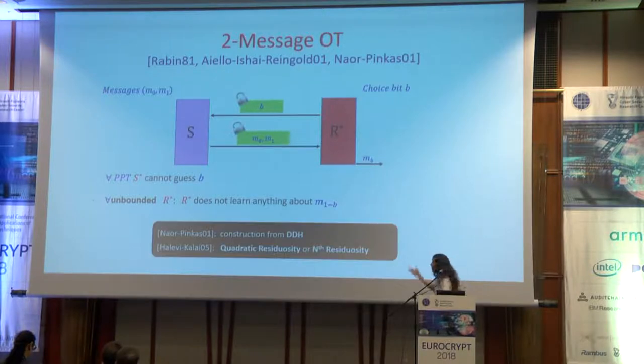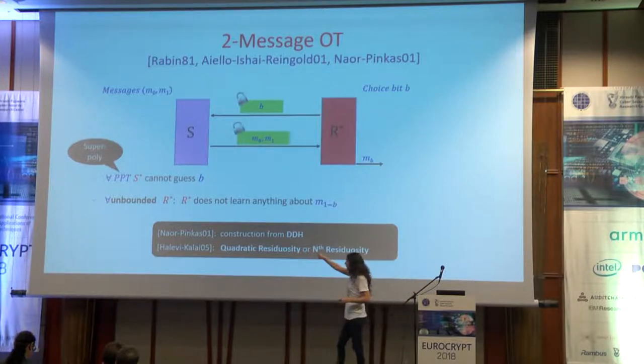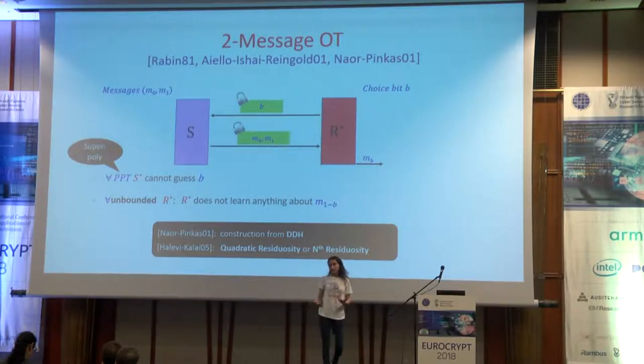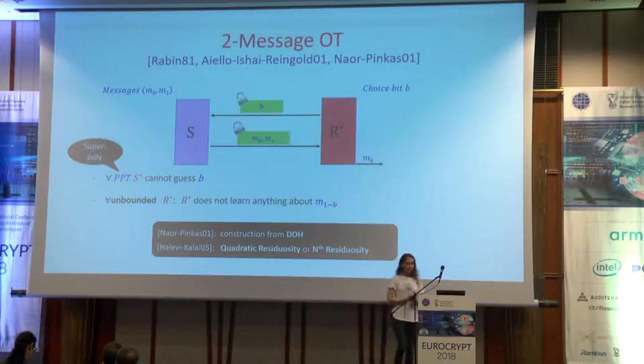Okay, so we knew how to construct these from DDH and from quadratic residuosity and nth residuosity. But as I said, for our work and also the previous works, it's not enough to get security against a polynomial time cheating sender. We need it against a super polynomial time cheating sender. And therefore, our results are under any of these assumptions, but with super polynomial hardness. Okay, with hardness that's more than breaking the commitment scheme that we use.